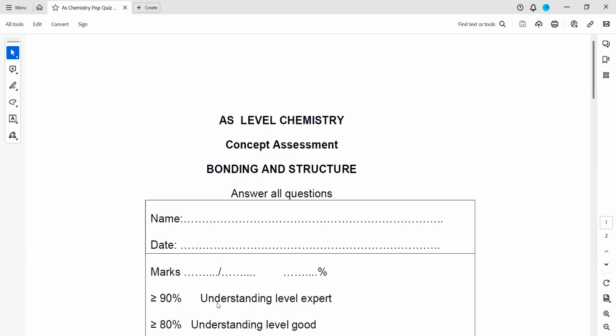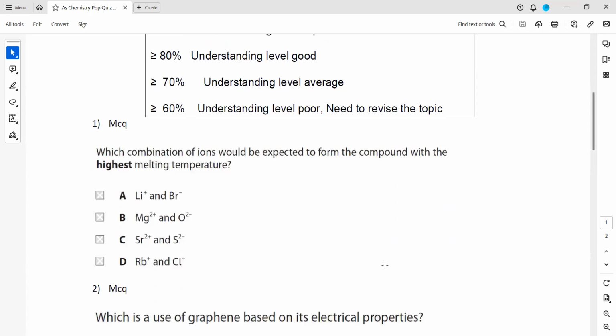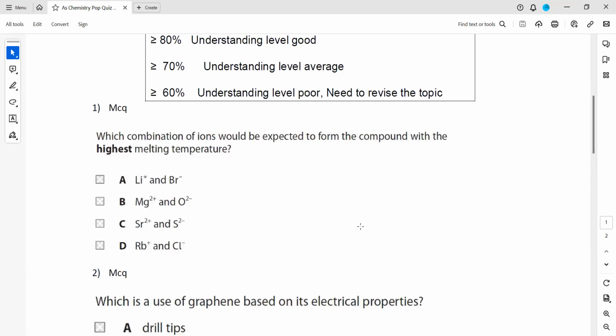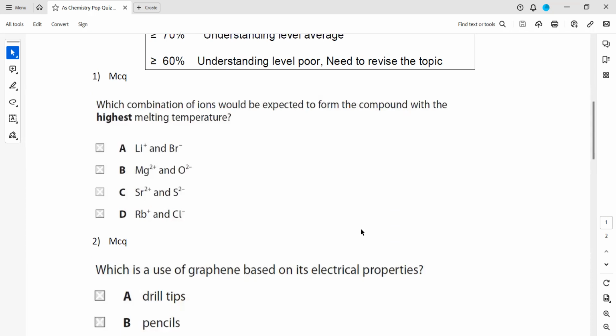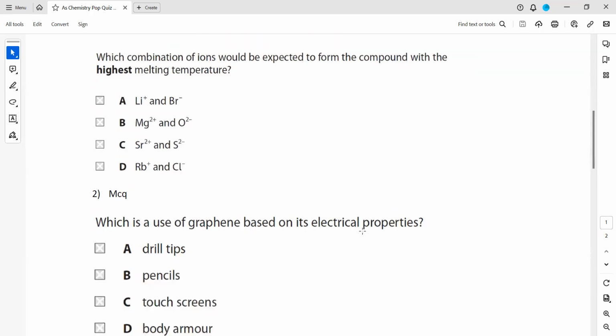So this is Pop Quiz 9, and again it is related to moles and structure. The first question: which combination of ions would you expect to form a compound with the highest melting temperature?